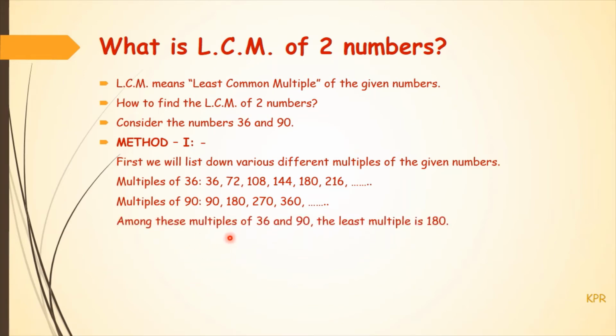Among all these multiples of 36 and 90, the least common multiple is 180. You can observe here in this list 180 is here. In the second list 180 is here. The 180 is the least common multiple in these two lists. Hence, the LCM of 36 and 90 is 180.